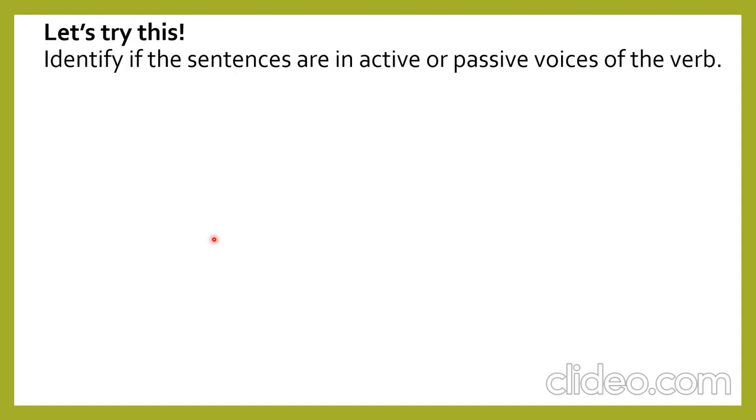Now let's try this one. You're going to identify if the sentences are in active or passive voice of the verb. Let's have number 1. The lamp was smashed. Again, follow the steps I mentioned. Identify the verb and the subject. So in this number, the verb is was smashed and the subject is lamp. Now, ask yourself, is lamp the doer or receiver of the action? Okay, so the answer for number 1 is passive. Why passive? Because lamp is the one that received the action was smashed.